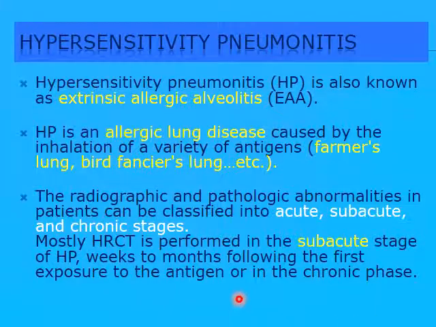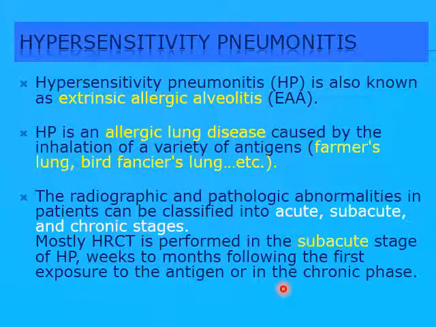The radiological and pathological abnormalities can be classified into acute, subacute, and chronic stages. But mostly high-resolution CT is performed in the subacute or chronic phase, because usually in the acute phase the patient is treated as if he has asthma, he has bronchitis, and so on, and usually he is not exposed to high-resolution CT for imaging. So we can see the patient in the subacute or chronic phase.